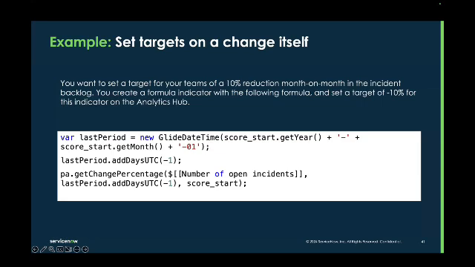But this is how I can start doing things like comparing my reduction month on month, year over year. I can see it in Performance Analytics, in the Analytics Hub, KPI details. I can see it on a dashboard, but when I want that to be my target, we need to build a formula so I can set a target on that itself. So I can look for thresholds in that itself.